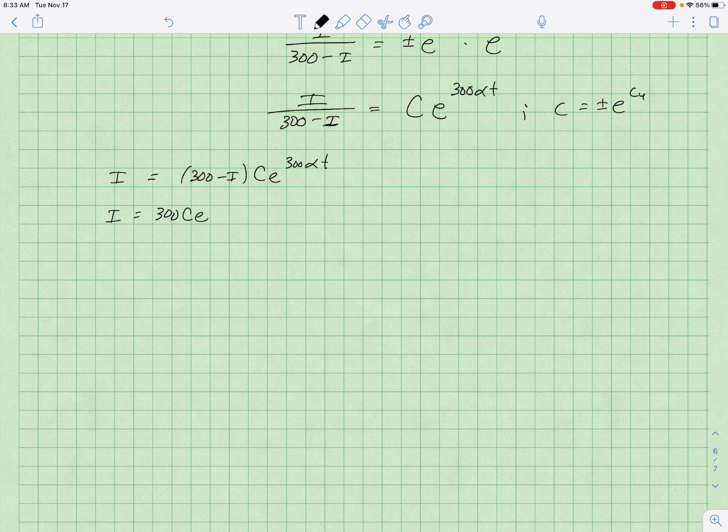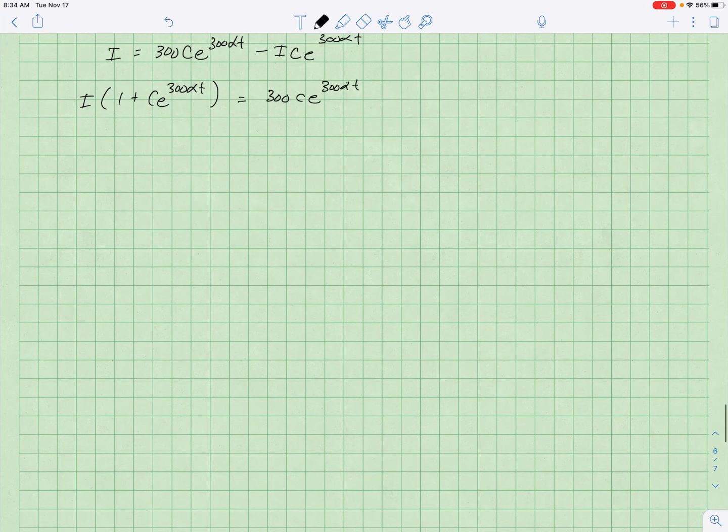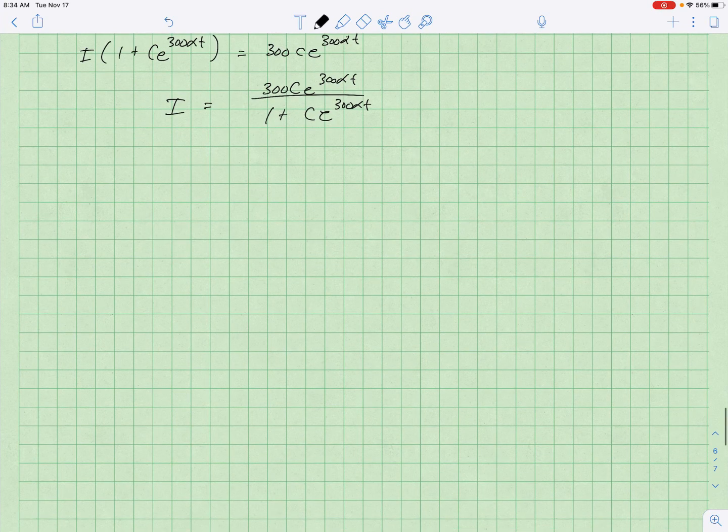300 c e to the 300 alpha t minus I c e to the 300 alpha t. Nice. We'll add this over to the other side and factor, and we'll get 1 plus c e to the 300 alpha t is equal to 300 c e to the 300 alpha t. And then we'll divide, and we get I is equal to 300 c e to the 300 alpha t over 1 plus c e to the 300 alpha t. And you can use that form if you want to.